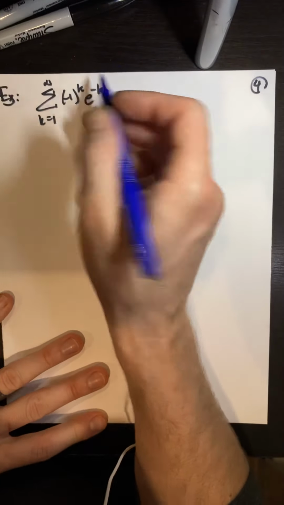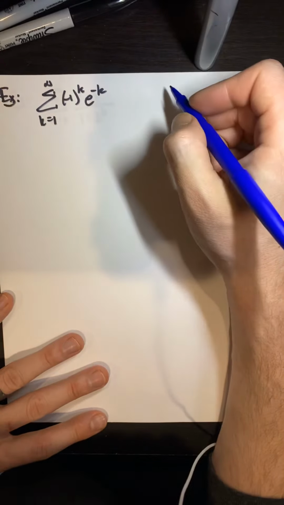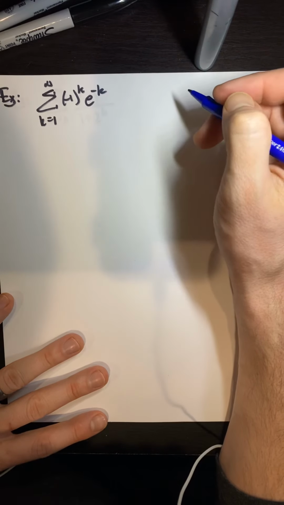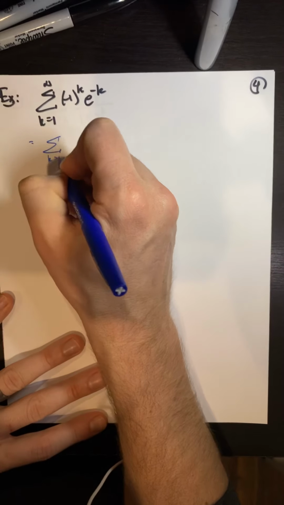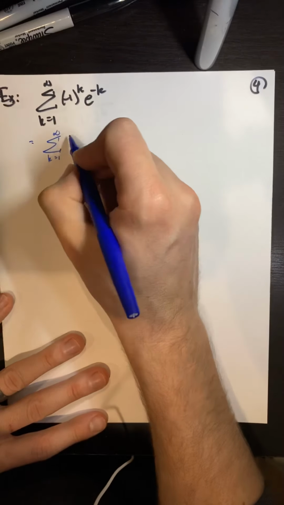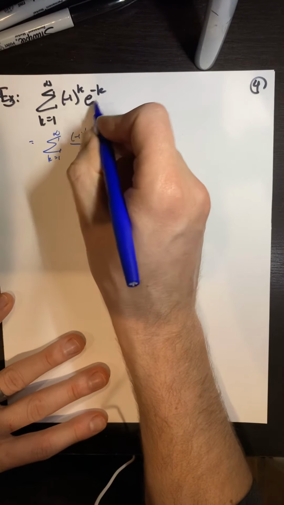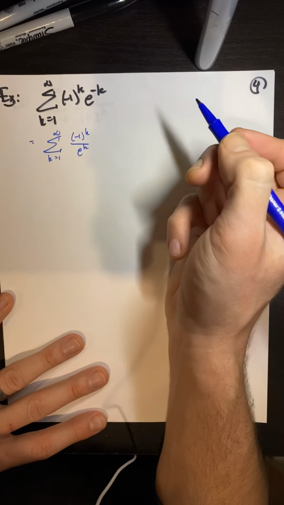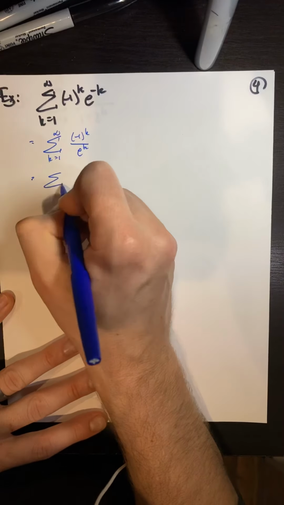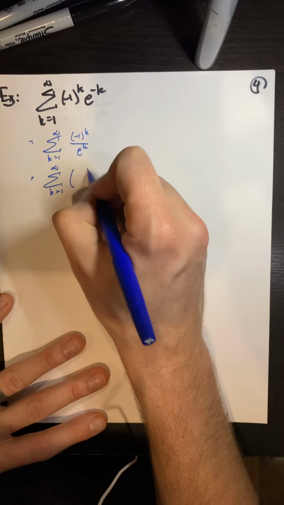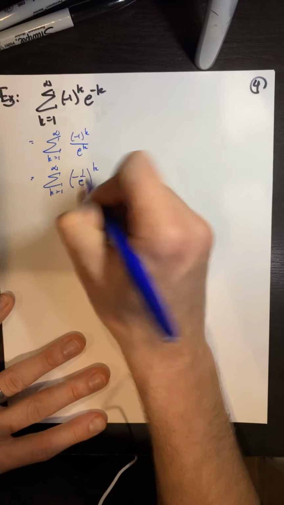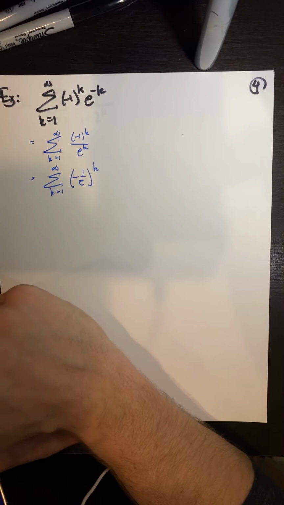So here the k is in the exponent. So I'm just going to play with this thing a little bit, and we'll see that this is a geometric series. So this is negative 1 to the k. e to the negative k is the same as 1 over e to the k. So I can rewrite that as the sum from k equals 1 to infinity. So here both things are being raised to the k power. So what is my ratio inside? Well, it's negative 1 over e.